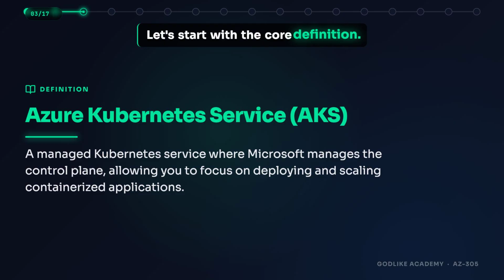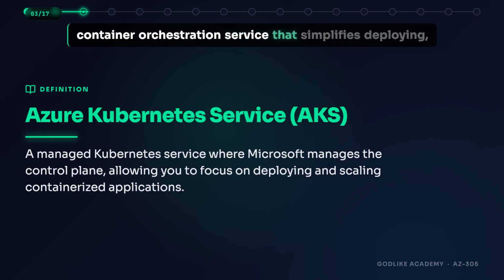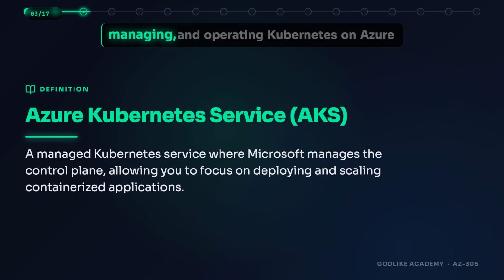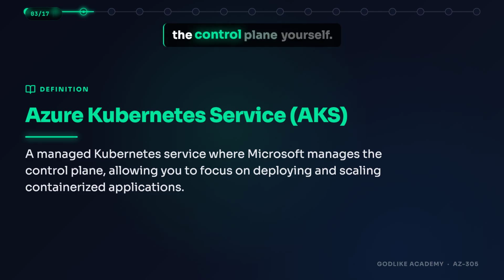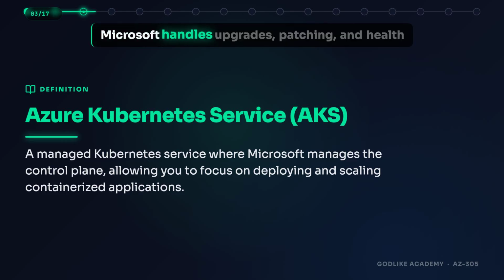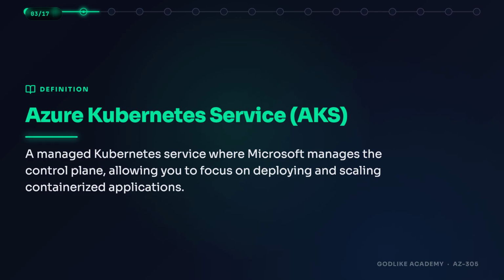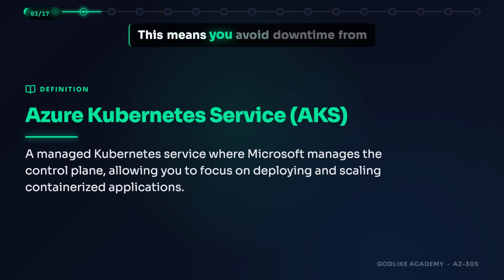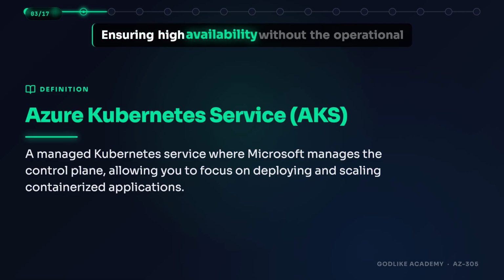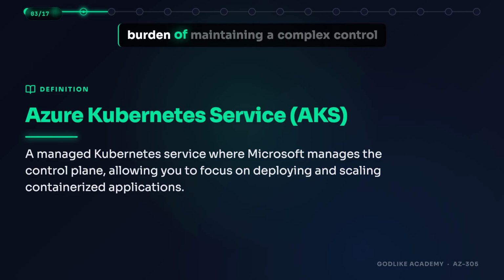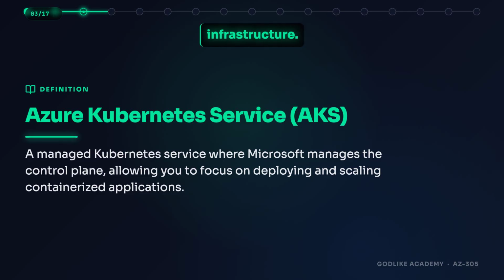Let's start with the core definition. Azure Kubernetes Service is a managed container orchestration service that simplifies deploying, managing, and operating Kubernetes on Azure by removing the need to manage the control plane yourself. Microsoft handles upgrades, patching, and health monitoring for the API server and etcd. This means you avoid downtime from manual updates, and can focus entirely on application logic, ensuring high availability without the operational burden of maintaining a complex control infrastructure.